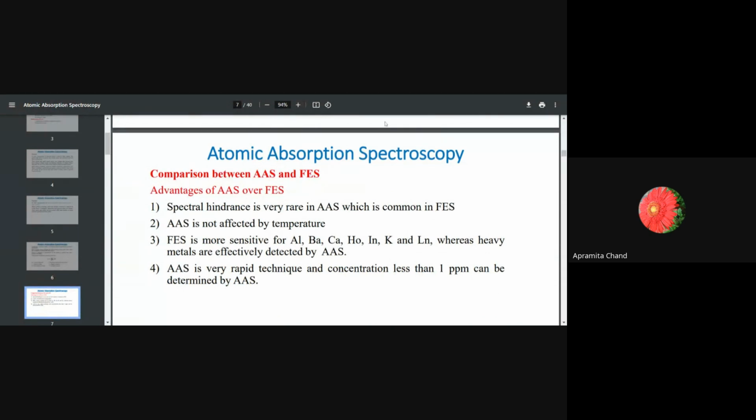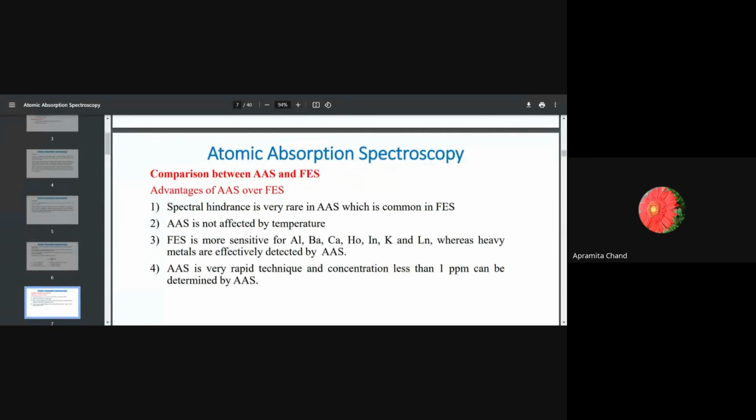Now, what are the advantages of AAS over FES? What is FES? Anyone can tell me? FES stands for flame emission spectrometry. Yes, flame emission spectrometry.